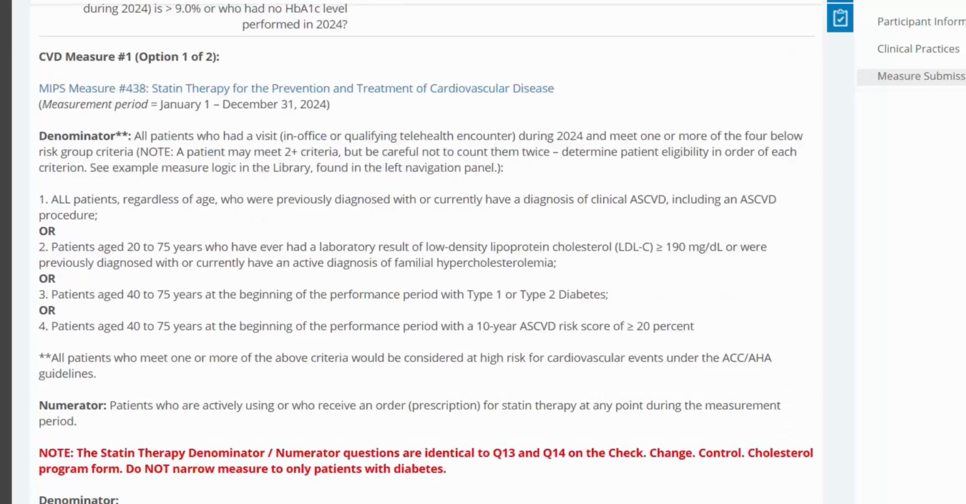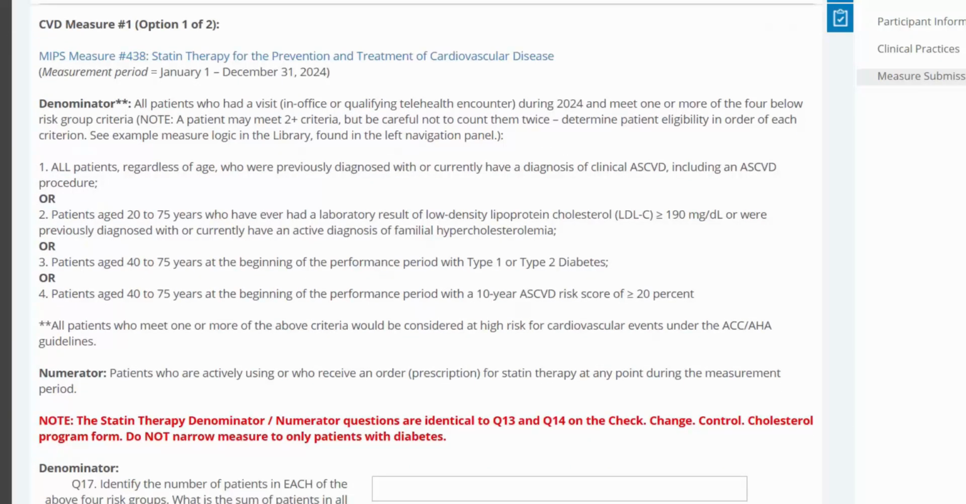Questions 17 and 18, as well as questions 19 and 20, are optional, but you need to answer one of these question pairs for recognition. Questions 17 and 18 are the denominator and numerator of the MIPS 438 measure. This measure asks for patients who are considered at high risk for a cardiovascular event under the American College of Cardiology and American Heart Association guidelines and were prescribed or taking statins in 2024. Use the MIPS 438 logic linked here.